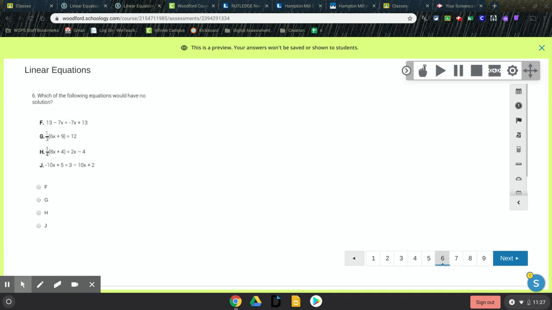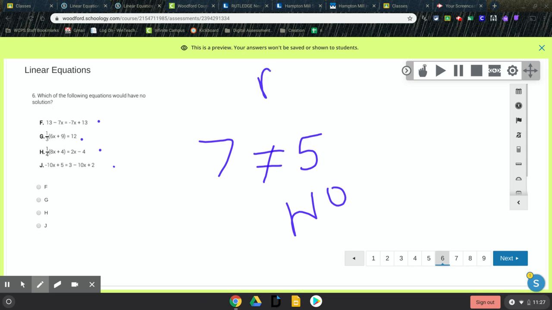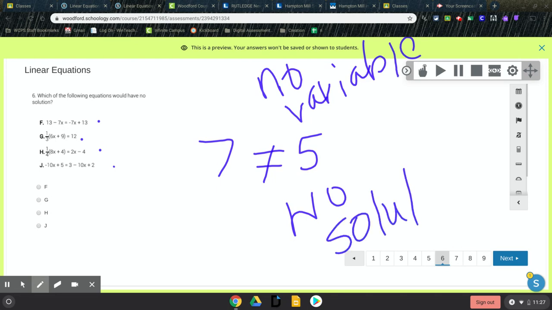Number 6, which of the following would have no solution? So if it has no solution, that means when you solve for x, you get something that's not true. So you're going to solve each of these. And when you solve them, if you get something like 7 equals 5, well, 7 does not equal 5. So if you get something like that where you lost your variable, notice that there is no variable. We lost it. It canceled out somewhere. We lost our variable and we got an untrue statement. That means it would be no solution.